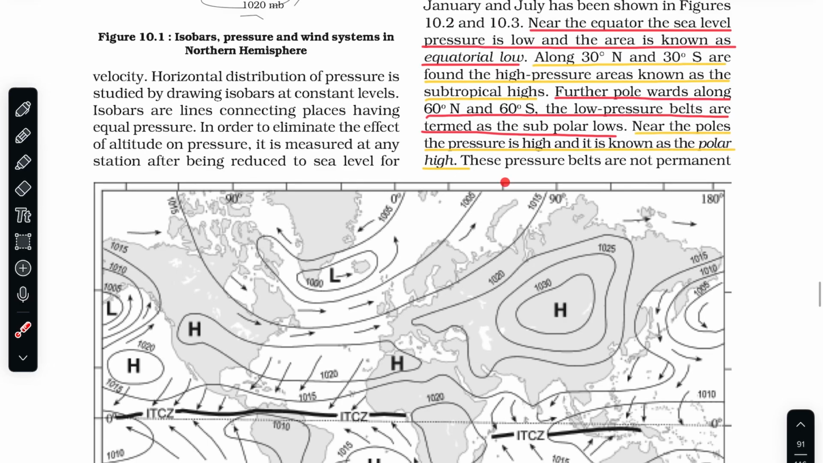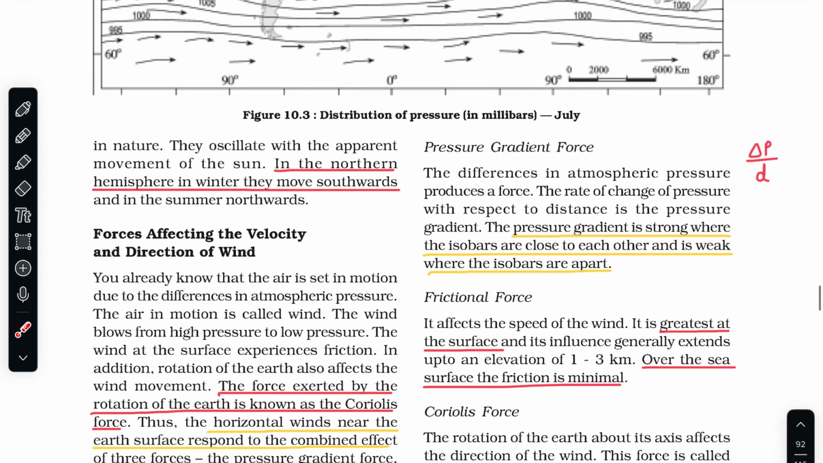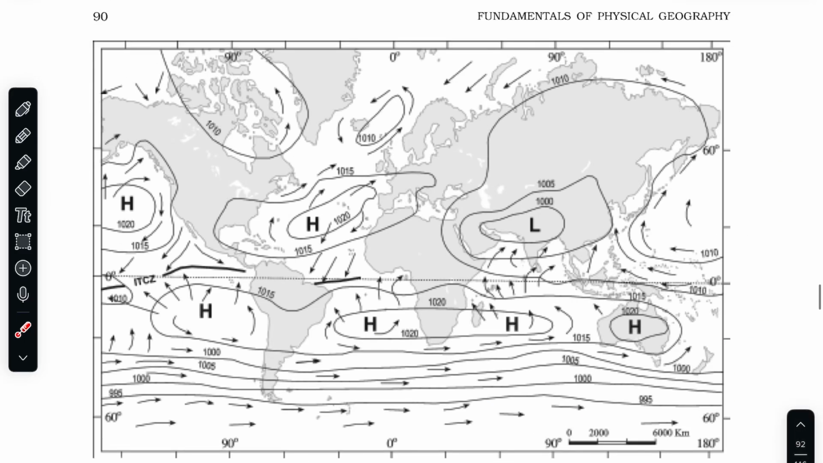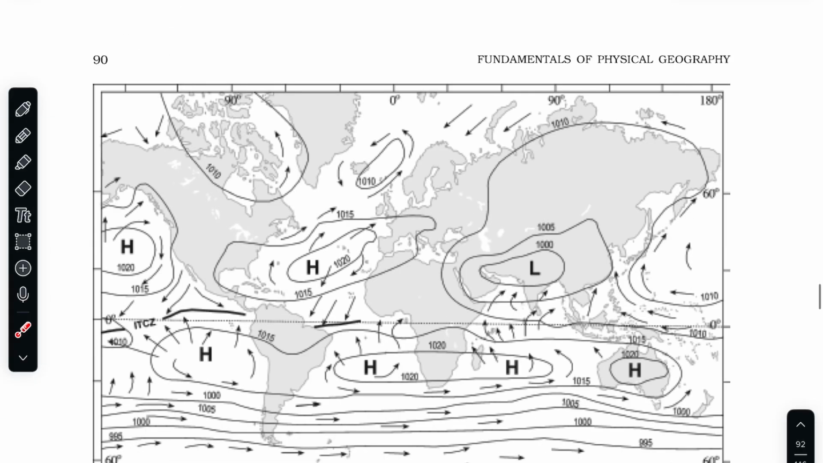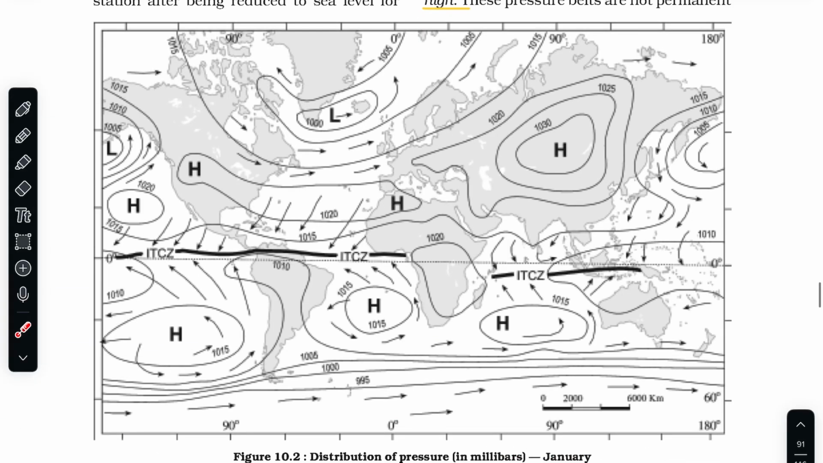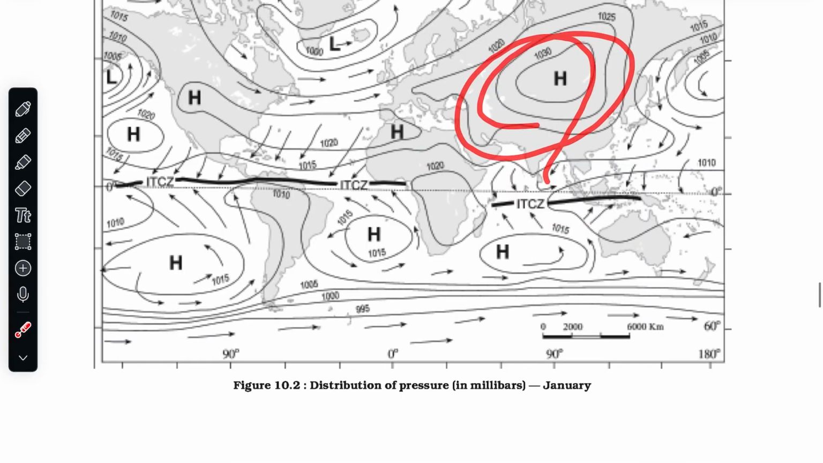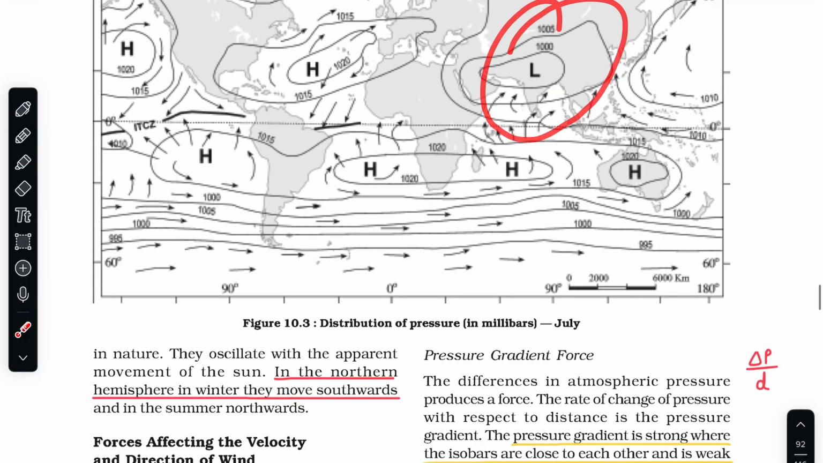So these pressure belts are not permanent in nature. They oscillate with the apparent movement of the sun. In the northern hemisphere in winter, they move southwards, and in summer, northwards. So these are moving southwards over here in the winter, whereas they move northwards in the summer.